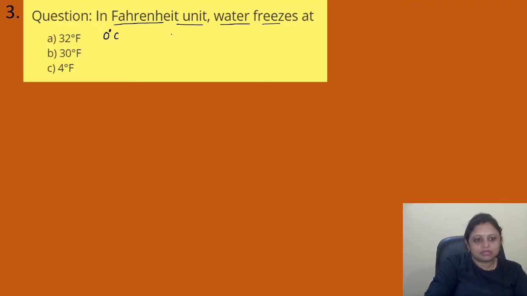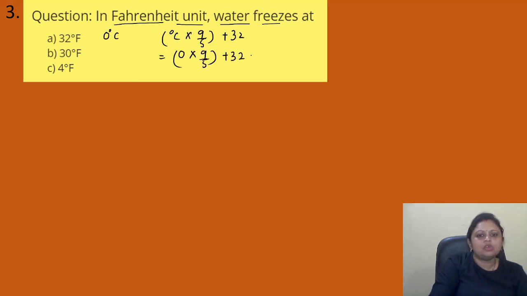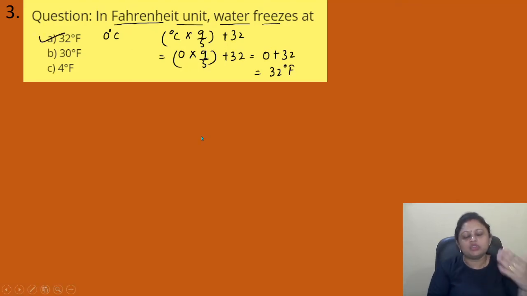That is as per the formula: degree centigrade into 9 by 5 plus 32. So degree centigrade is 0. So 0 into 9 by 5 plus 32. 0 into 9 by 5 is 0, plus 32 is equal to 32 degree Fahrenheit. That is present in option A. You can just remember it as well that in Fahrenheit unit water freezes at 32 degree Fahrenheit. Got it? Coming to the next question.